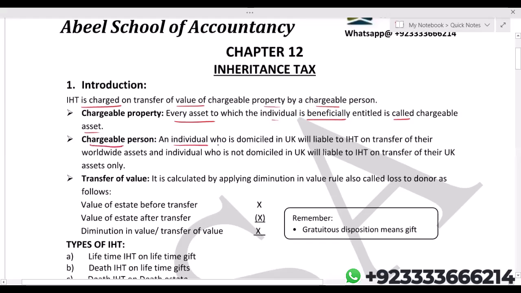Chargeable person means an individual who is domiciled in the UK will be liable to IHT on transfer of their worldwide assets, and an individual who is not domiciled in the UK will be liable to IHT on transfer of their UK assets only. So the simple and straightforward definition of chargeable person could be examined in your multiple choice question. When an individual is domiciled, then IHT is applicable on worldwide assets. If an individual is not UK domiciled, then IHT is still applicable, but only on those assets they have given in inheritance in the UK.